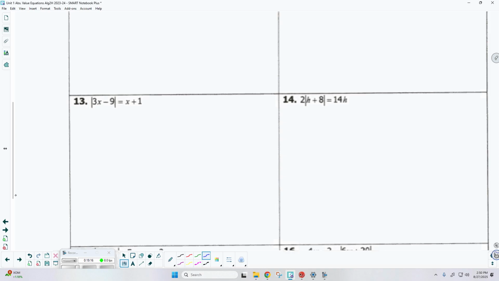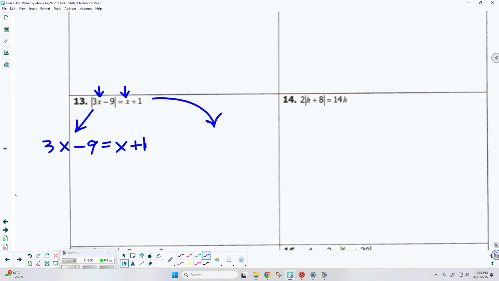So what's different about 13 than every other problem we've done so far? Yeah, you'll notice there's not only a variable inside, but there's also a variable outside. Okay, here's the good news. It doesn't change anything. You still are going to run through the same steps. First off, is the absolute value already by itself? Yeah. So we're going to do exactly what we would have done had it been just a number. So my first equation is exactly as I see it. 3x minus 9 is equal to x plus 1.